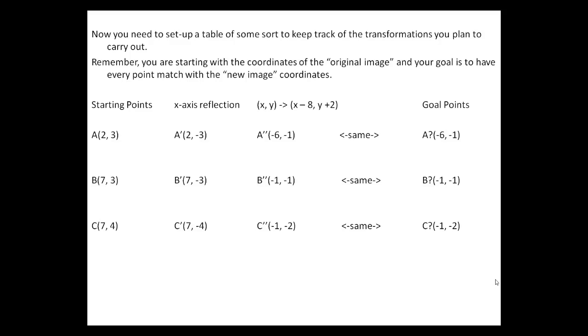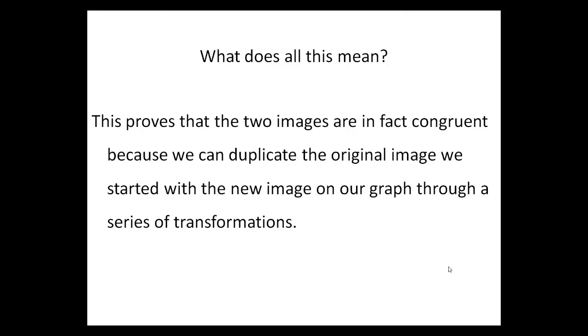something pretty important about our original image and our new image. What it means is that these two images are in fact congruent, or identical, because we can duplicate the new image on our graph from the original image we started with through a series of transformations.